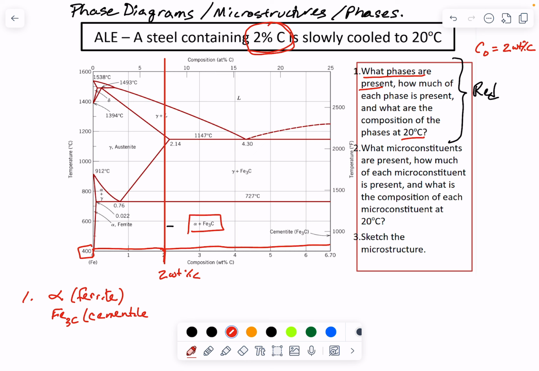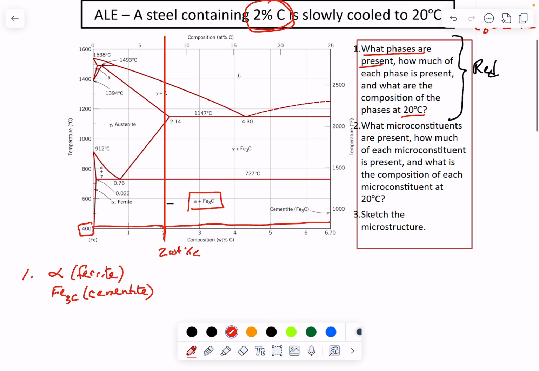It would be correct to say alpha. You don't necessarily need to know the word, but notice the word is actually on the phase diagram. So we answered what phases are present. Now, I'd like to answer this part. What are the compositions of the phases?